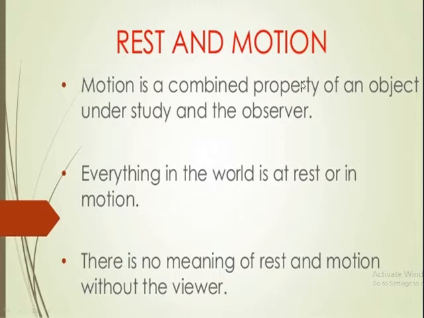If there is no viewer, there is no meaning of rest or motion, because if you are the single person, then you cannot identify whether you are in motion or in rest. So what is rest? Objects that remain stationary at a place and do not change their position are said to be at rest. For example, we will take only the example of earth. On earth, a tree, a house, an electric pole, all are in rest.